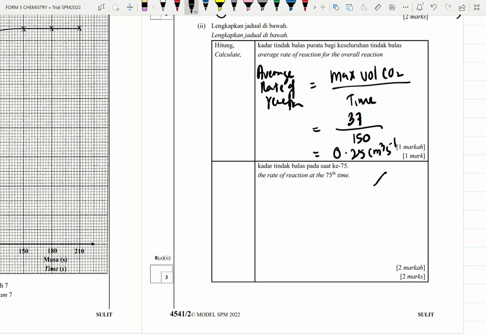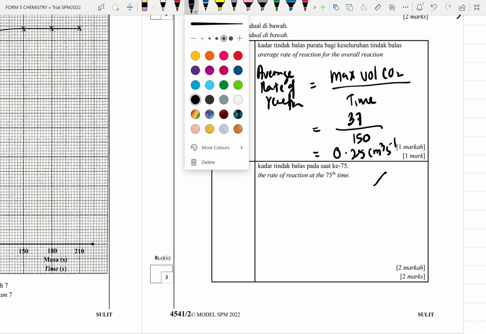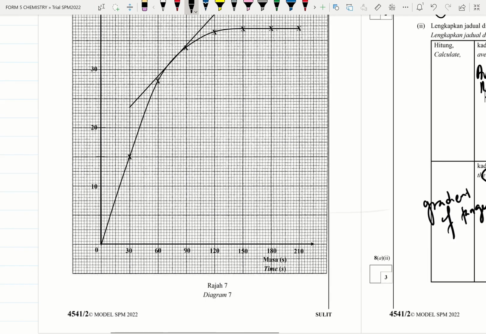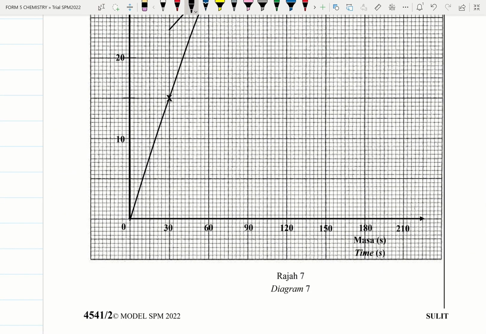Question: rate of reaction at 75 seconds. Alright, so here they didn't put average, so therefore we need to find the gradient. So I put here gradient of tangent. So how to find the gradient of tangent? First of all, we try to check the scale for this one. So here we have a total of 10 boxes, and 1 centimeter is equivalent to 30. So here 30 divided by 10. So each small box represents 3.